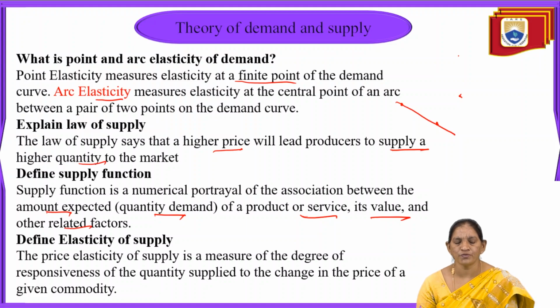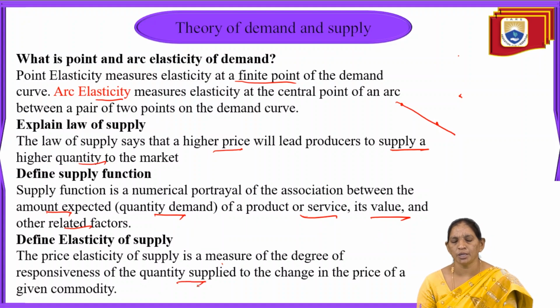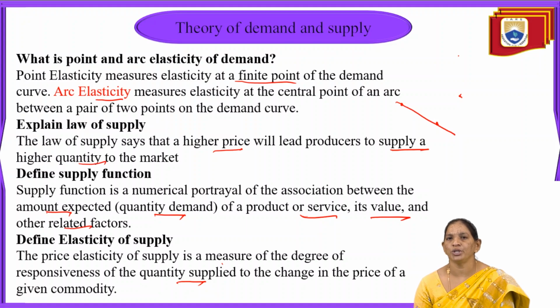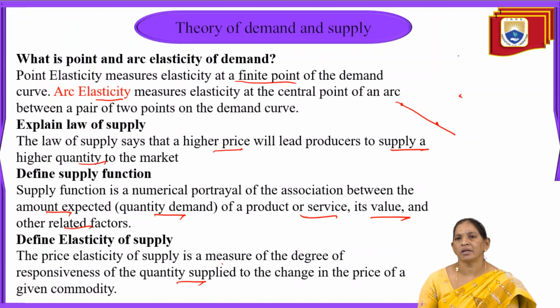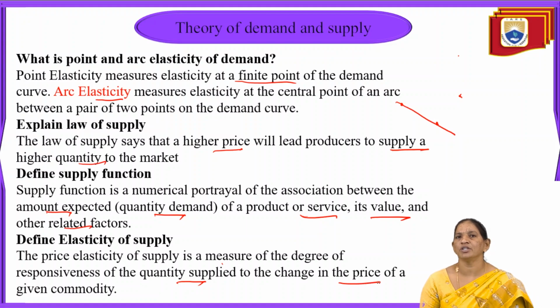Define elasticity of supply. The elasticity of supply, or price elasticity of supply, measures the degree of responsiveness of the quantity supplied to the change in the price of a given commodity. That is, the percentage change in the quantity supplied to the market relative to the percentage change in the price of a given commodity. We call it elasticity of supply.